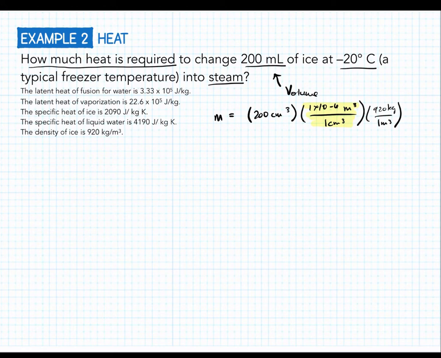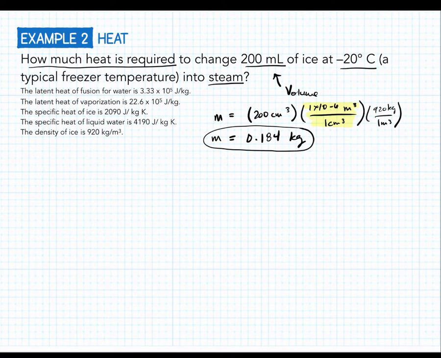That's the only reason I put this in this problem, because I want you to see it before a test. It's just such an easy conversion if you know what you're doing. So this becomes 1 meter cubed over 1 times 10 to the 6th centimeters cubed. When you actually do this out, you get something like 0.184 kilograms. Now we have our mass and we can begin the actual problem.